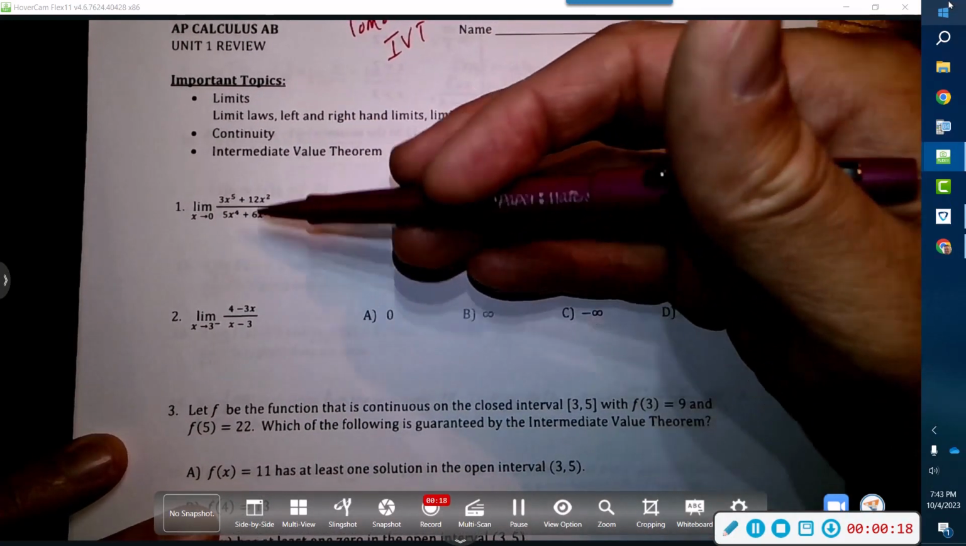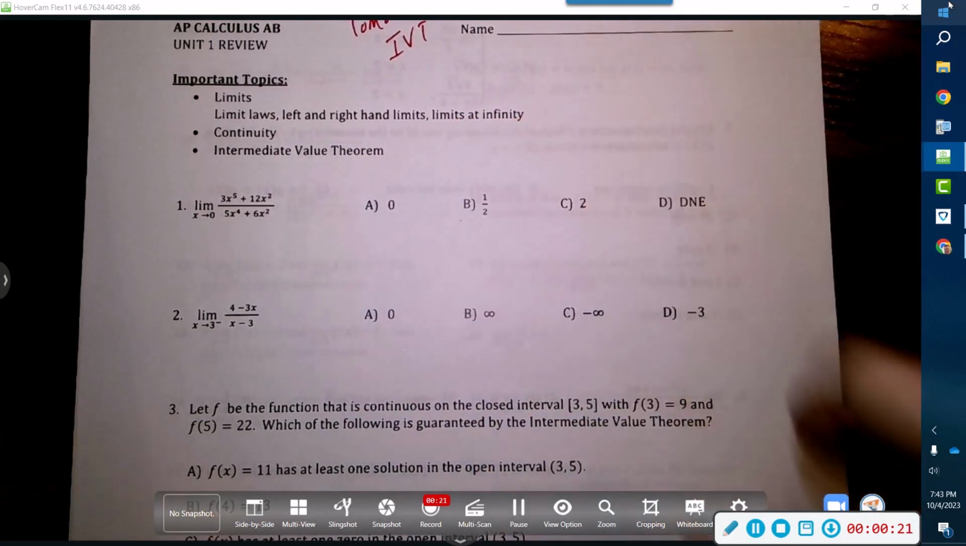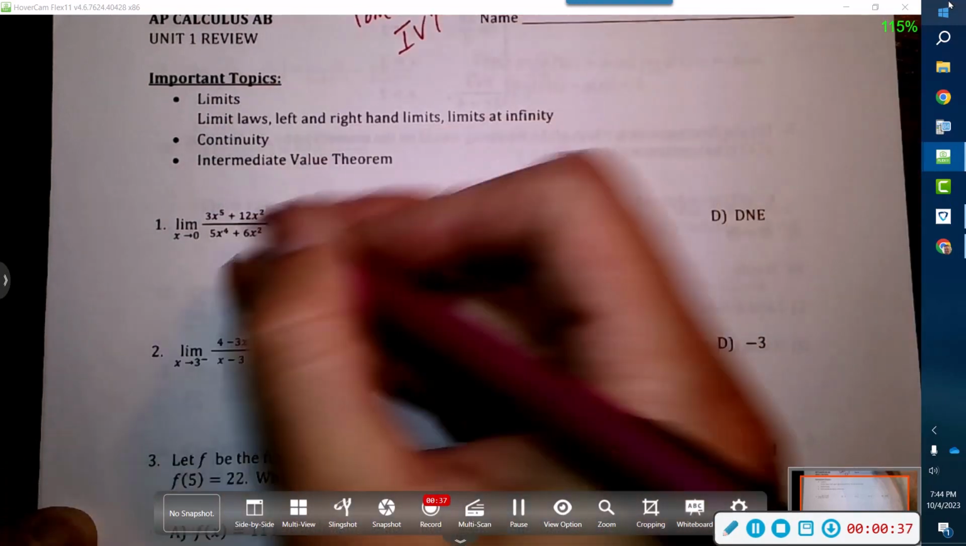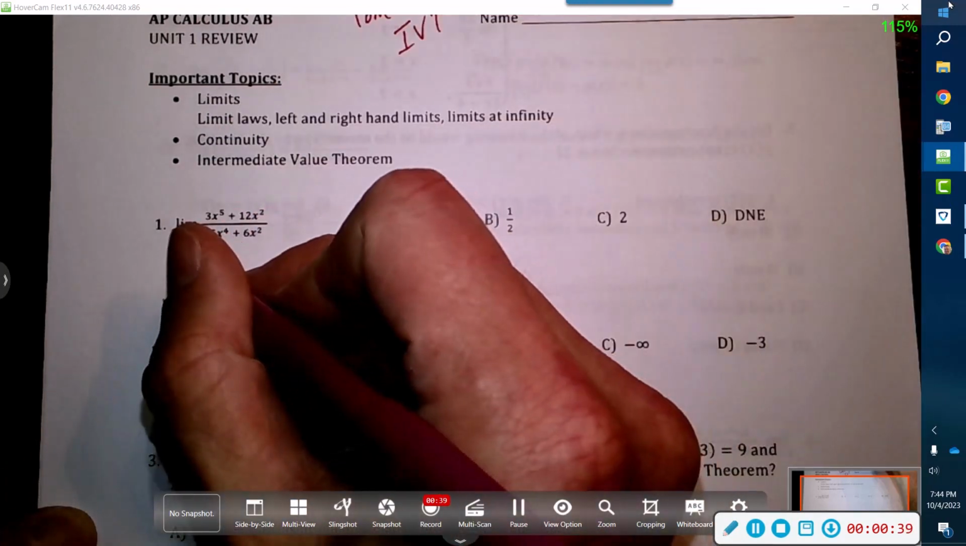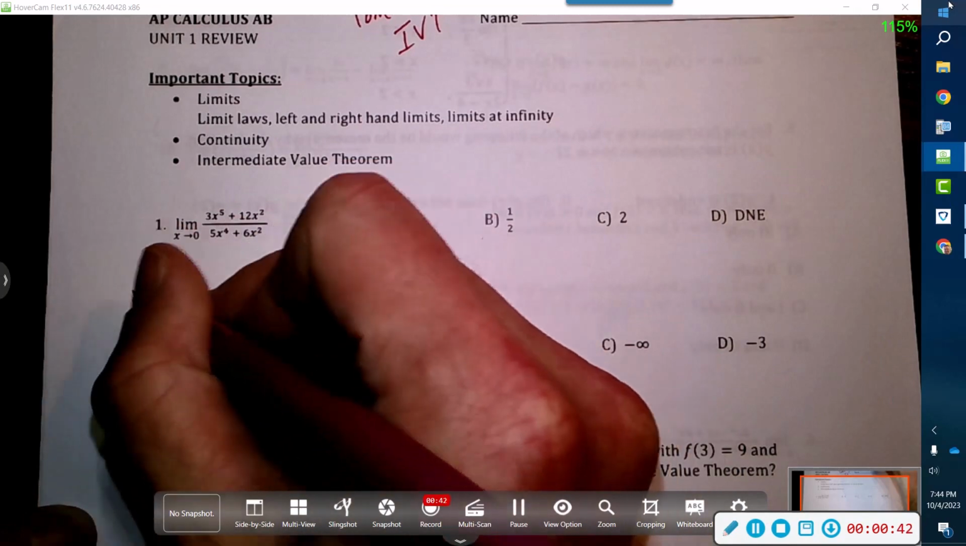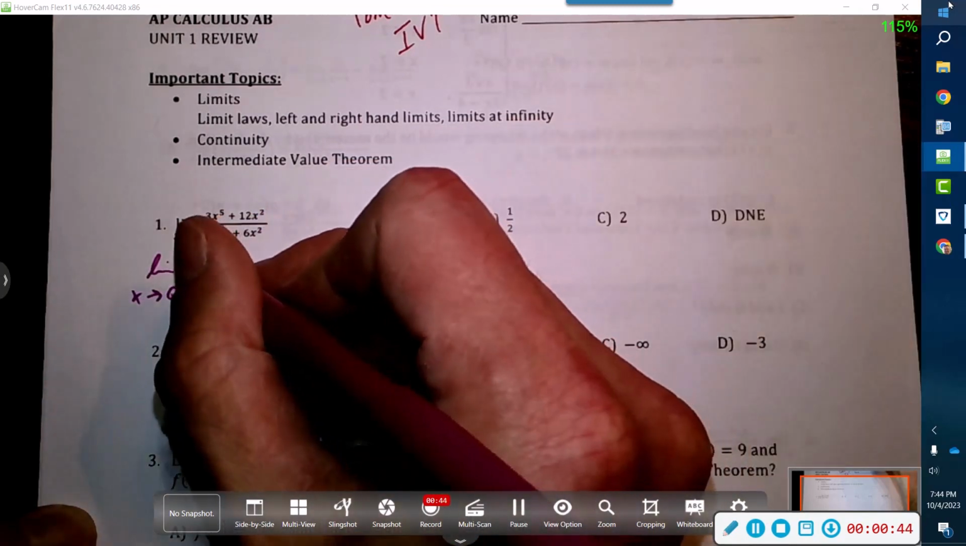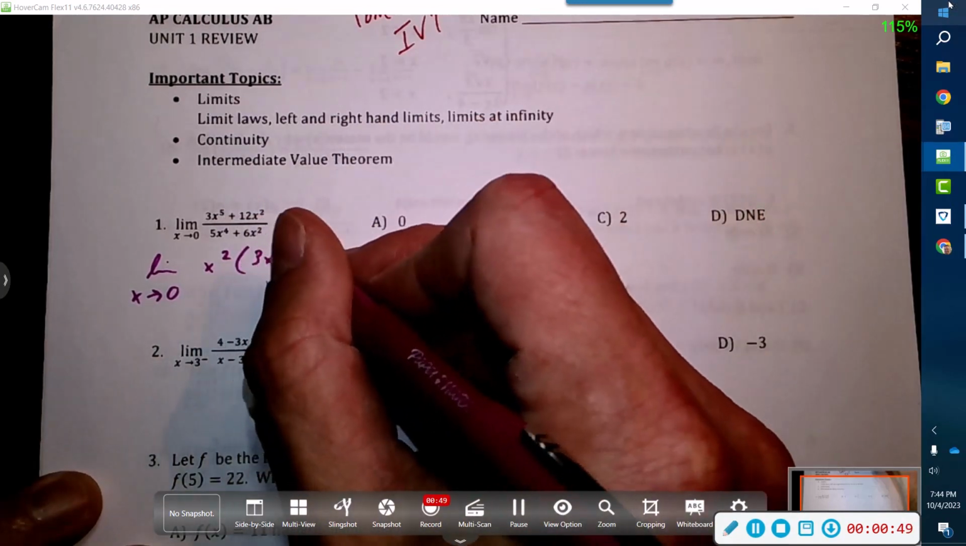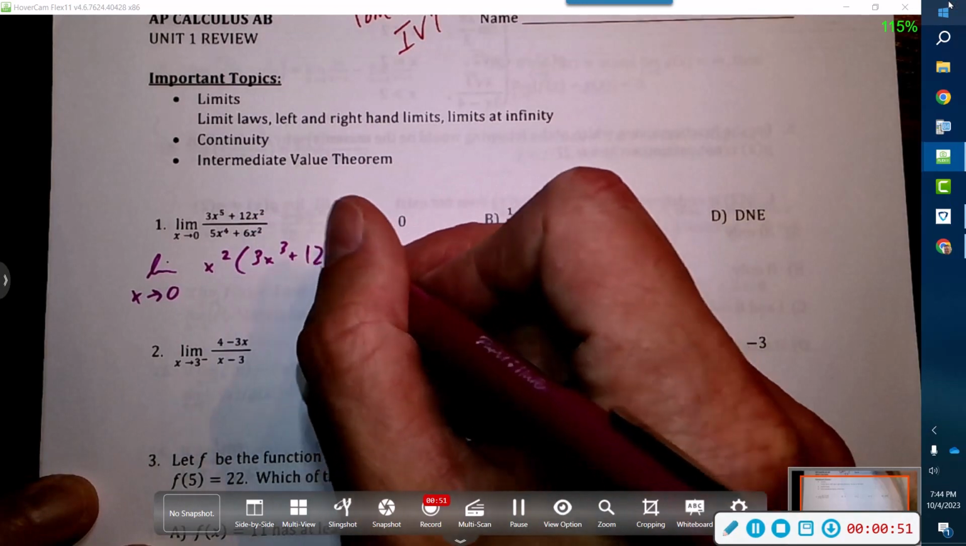The limit as we approach 0, so we're not going to infinity, so we don't have the end behavior models to work with this. The only thing we can do, since we can't substitute, is factor and see what happens. I see an x squared that we can take out of everything. So the limit as x goes to 0, I'm going to take an x squared out of everything so that I get a 3x to the third plus 12.